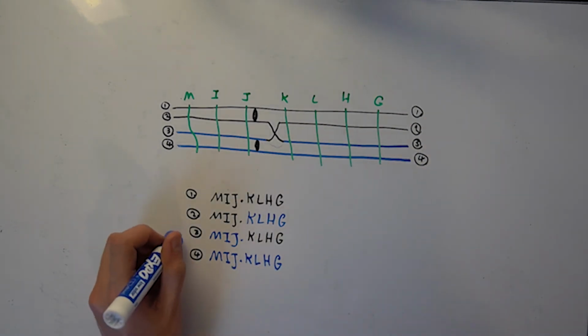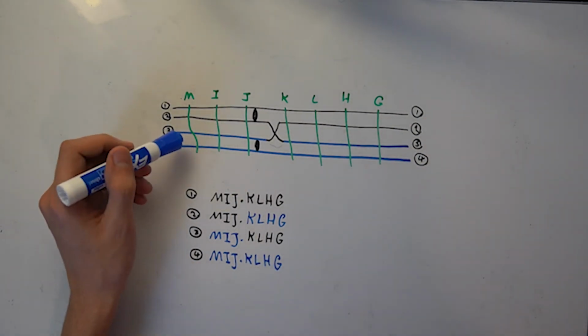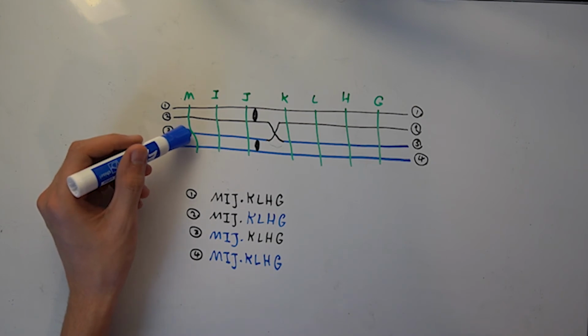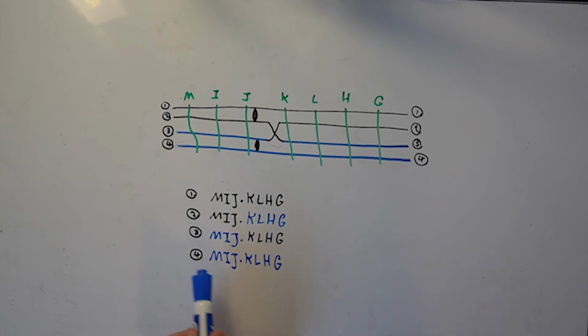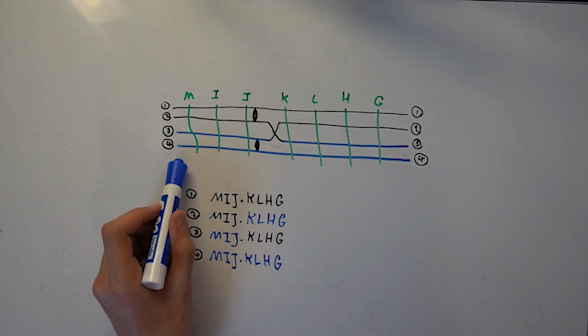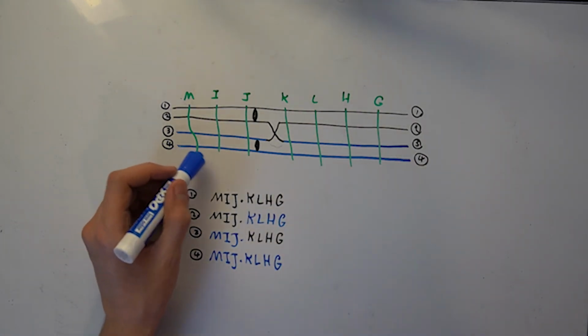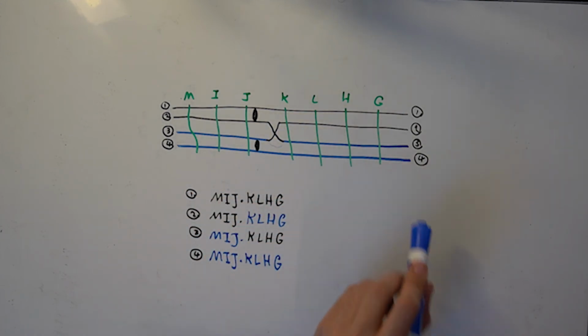So the third strand is the same as well. It starts from the second homolog. It goes like MIJ centromere crossover KLHG. You can see, and the fourth one is the fourth strand over here, which is MIJ centromere KLHG.